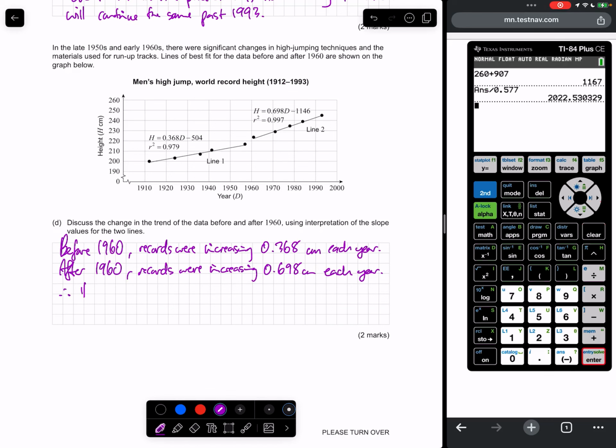Therefore, the rate of improvement in high jump records close to doubled with the better techniques and materials.